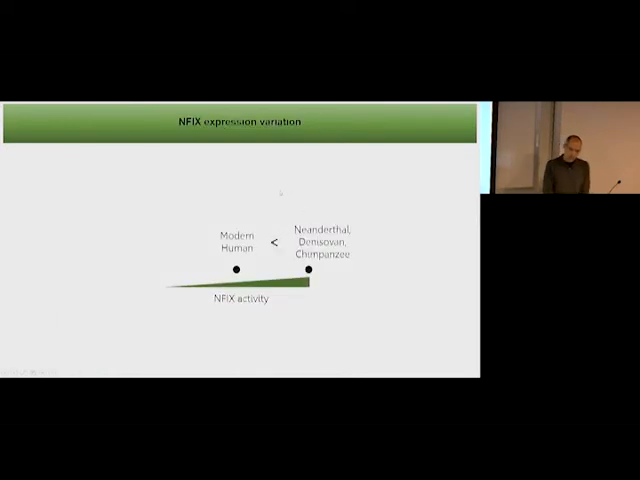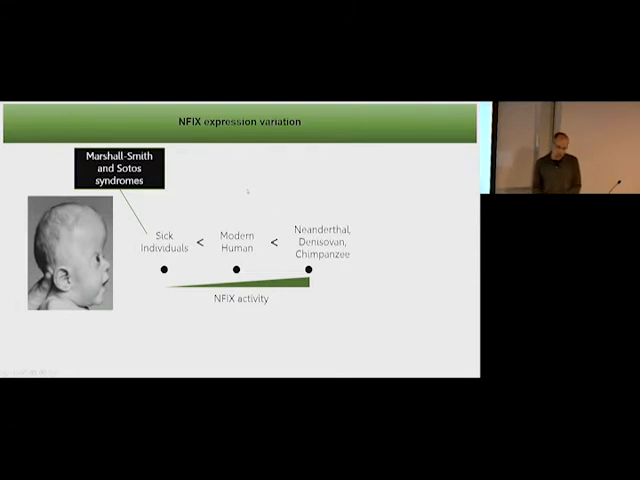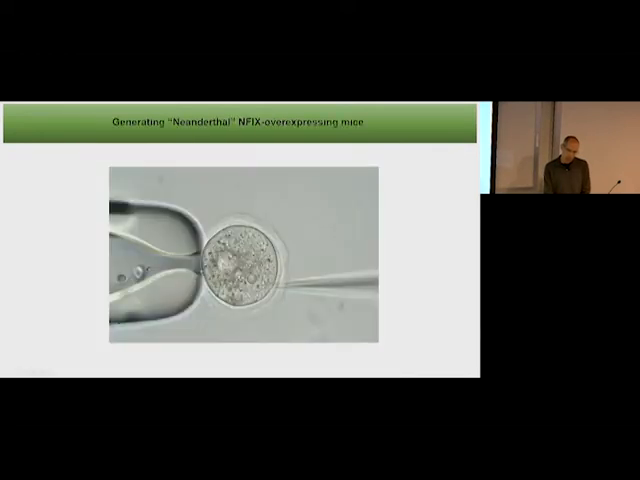So the idea that we thought of is that we have high NFIX activity in our archaic friends, and somewhere here we have medium expression of NFIX. And actually there are loss of function mutations in NFIX in Marshall-Smith and Sotos syndromes. These are NFIX loss of function mutations, and what you get is this retracted face and changes in the voice box, in fact. So we decided to go a step further and generate Neanderthal NFIX overexpressing mice and ask what happens to their voice box.